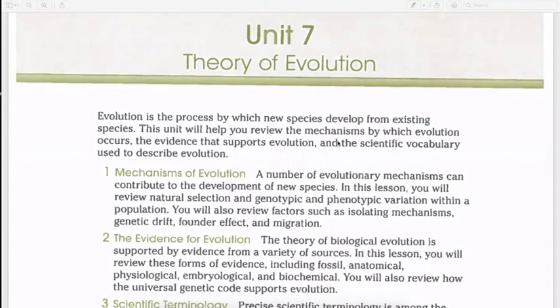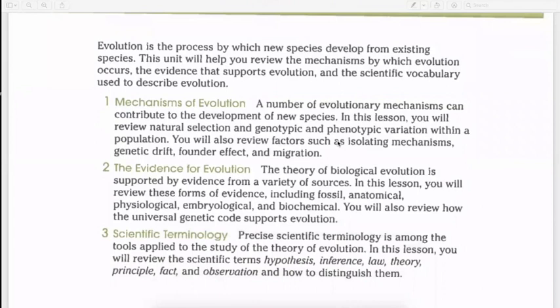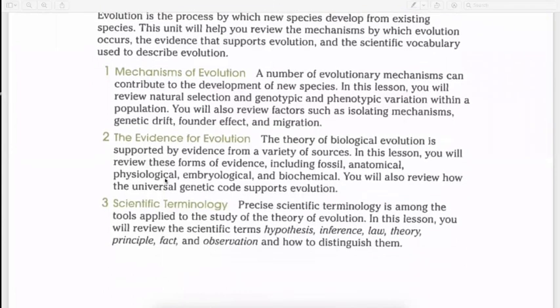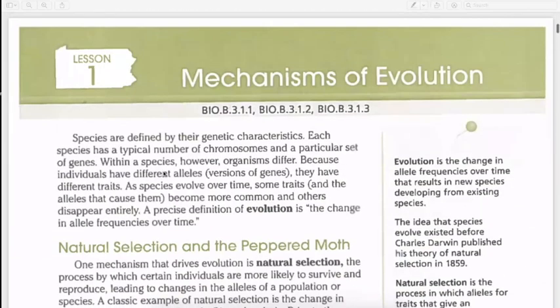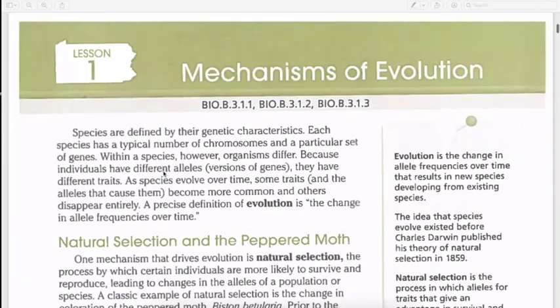We are in Unit 7, Theory of Evolution. Three things we're going to be talking about today: mechanisms of evolution, meaning what causes evolution to happen; evidence of evolution, self-explanatory; and some scientific terminology I'm not going to spend too much time on because I've already talked about this in a previous video. So, mechanisms of evolution is what we're focusing on today.